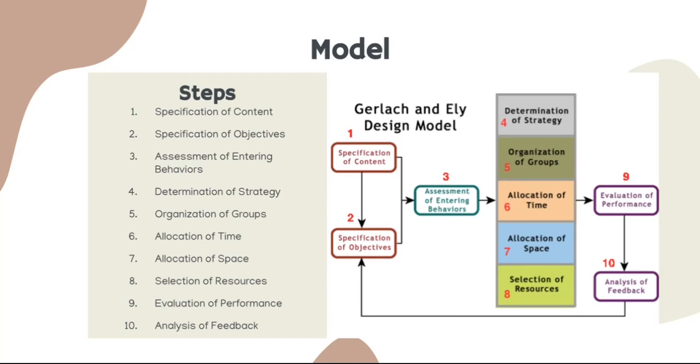Here is a visual representation of the Gerlach and Ely design model. As you can see, there are 10 total steps, with 3 initial considerations that occur in a linear fashion. Steps 4 through 8 occur both concurrently and interdependently. Steps 9 through 10 are, again, linear in nature and feed back to the initial stages to perpetuate the instructional cycle.